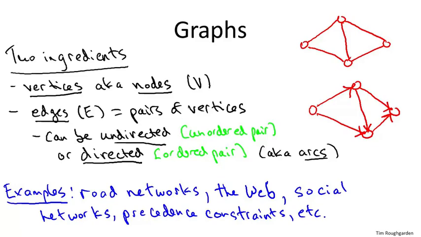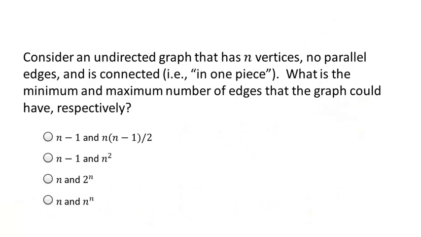So the next quiz asks you to think about how the number of edges m can depend on the number of vertices n. So in particular, I want you to think for this quiz about an undirected graph. It has n vertices. There's no parallel edges. Okay, so for a given pair of vertices, there's either 0 or 1 edge between them. Moreover, let's assume that the graph is connected. Okay, so I don't want you to think about graphs that have 0 edges.